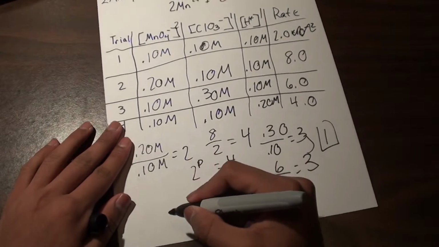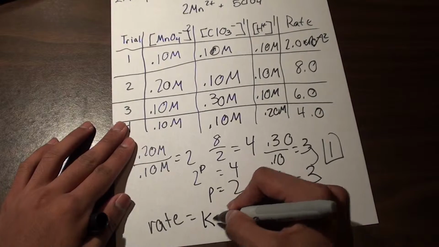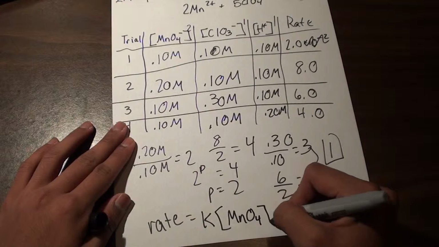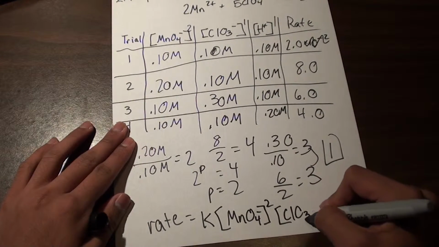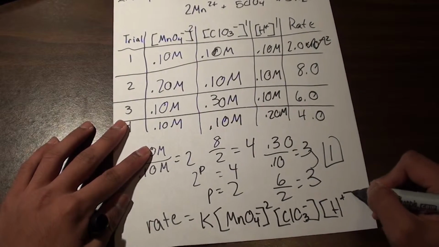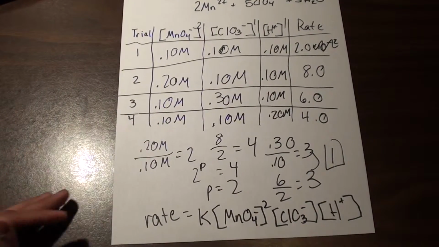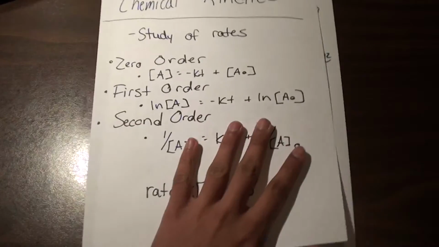So our rate law for this would be rate equals k times the concentration of permanganate, times the concentration of perchlorate, times the concentration of hydrogen ions, and make sure to note that the perchlorate is taken to the second power because it is second order. That's how you determine it experimentally from reported rates.